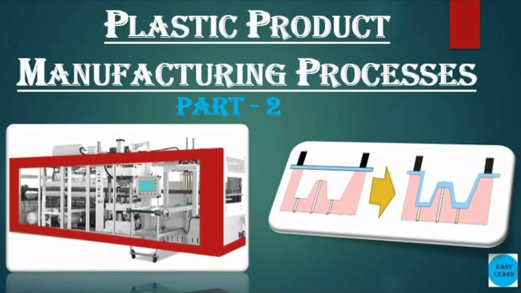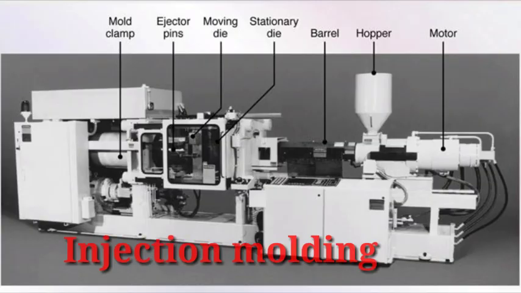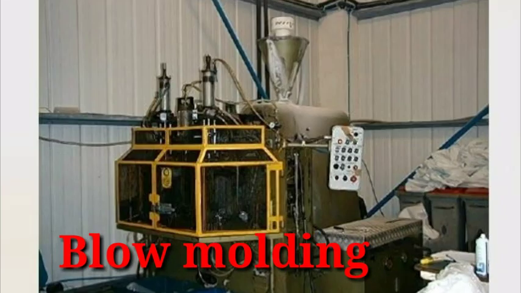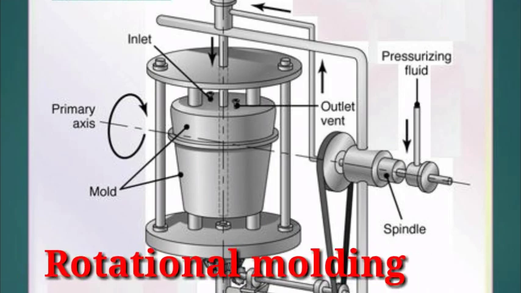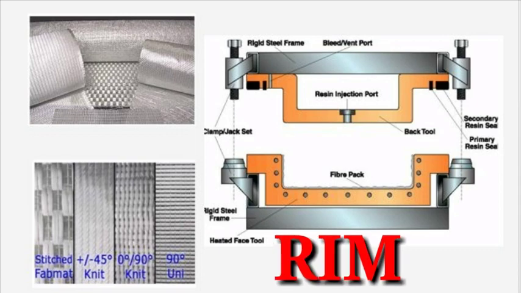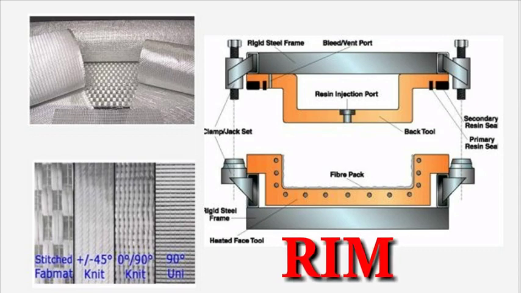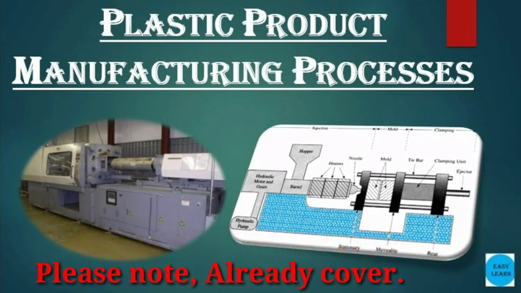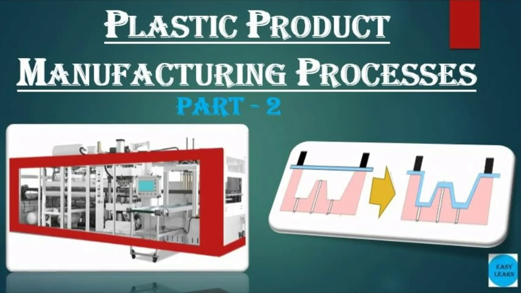In this video tutorial, we are going to cover various types of plastics: injection molding process, thermoforming or vacuum forming, blow molding process, rotational molding process, compression molding, resin transfer molding, and reaction injection molding, or you can say RIM. Please note, we have already covered the injection molding process in part 1. I have provided the link below in the description box. Today we are going to see the thermoforming process and its details.